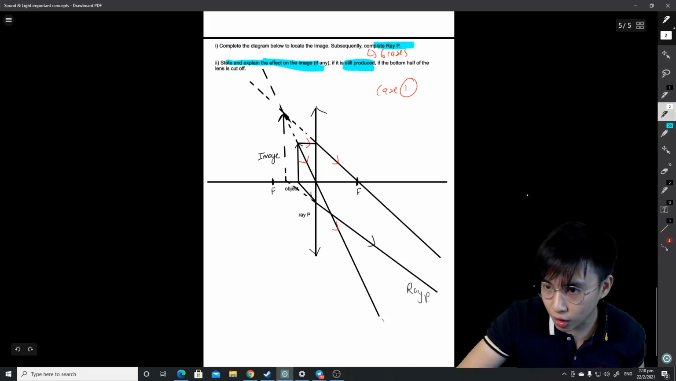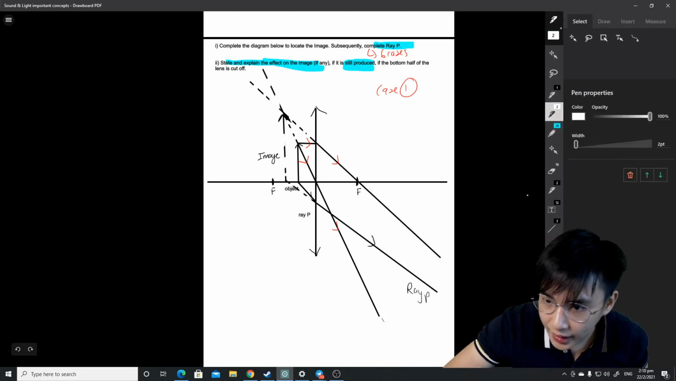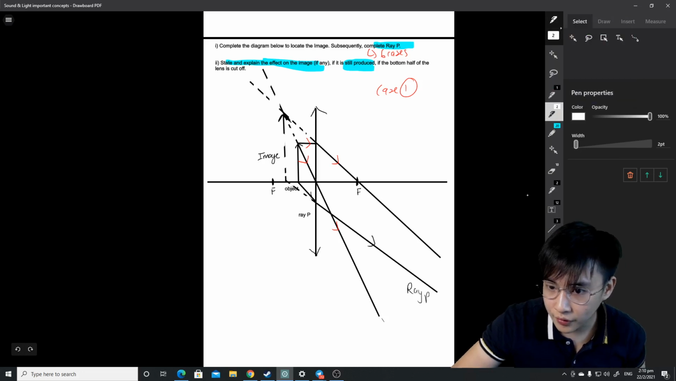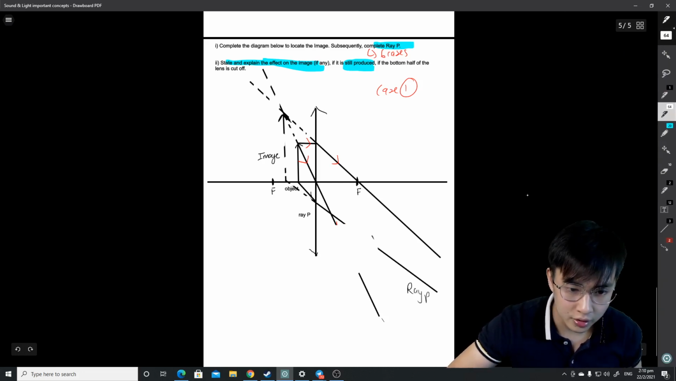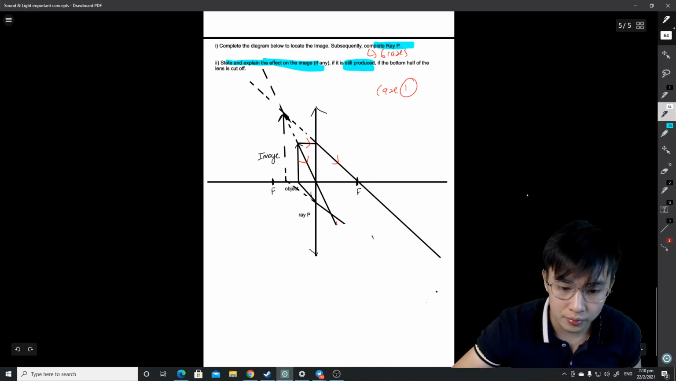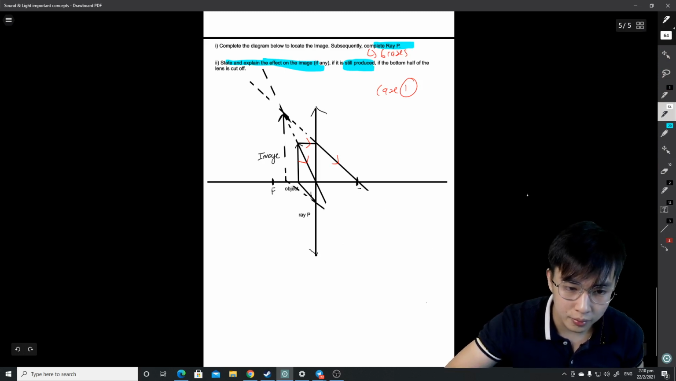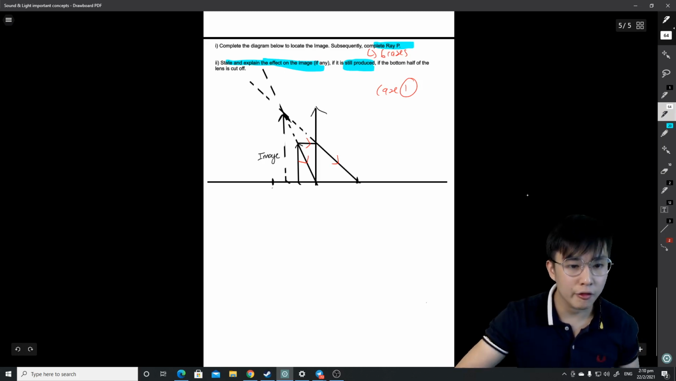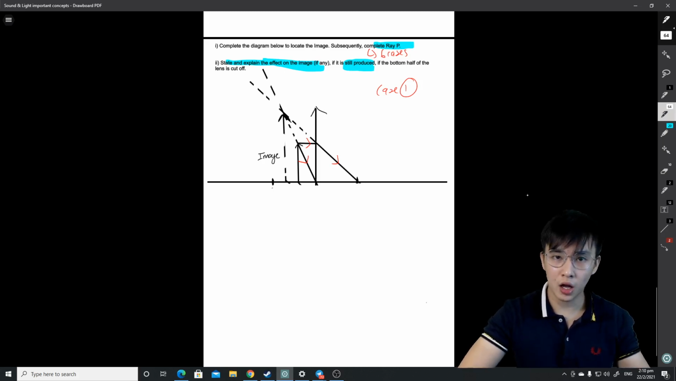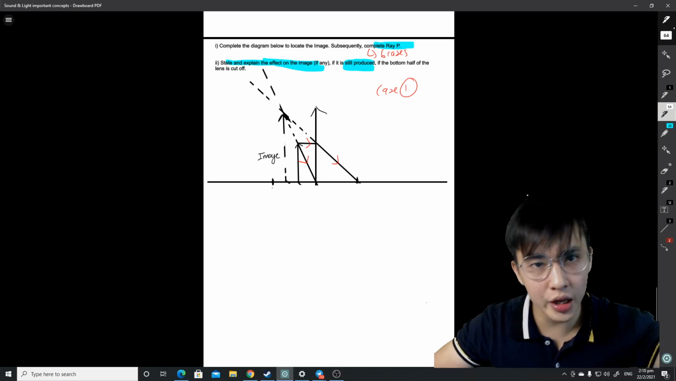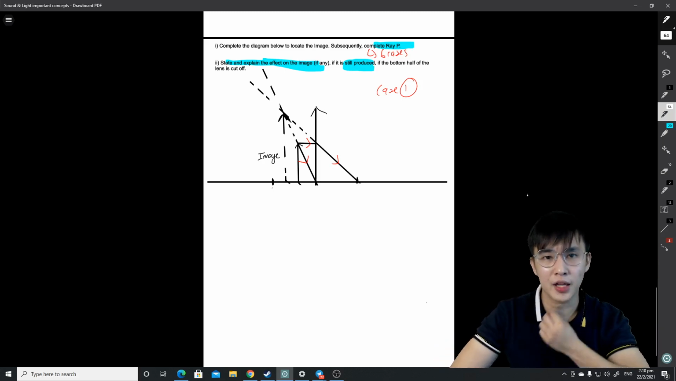So I'm going to draw it out and prove to y'all. If I cut out the whole bottom, I erase the bottom half of the lens, do y'all see here, right? My rays are still shooting out and they can form back, correct? My rays can form back, right? If my rays can form back, then my image is still formed lah. Right? My image is still formed.